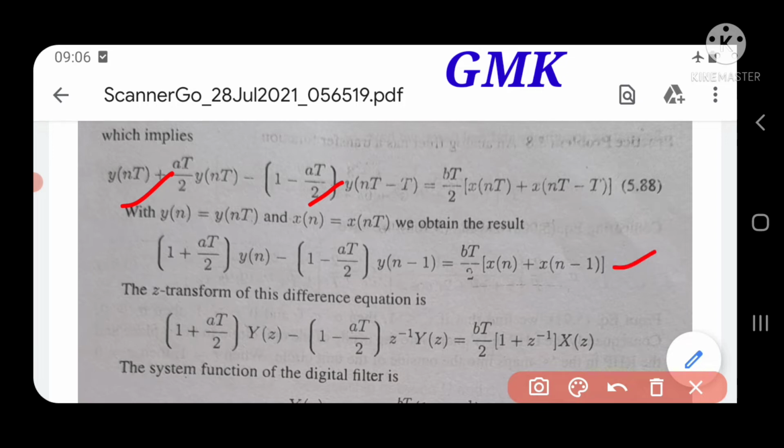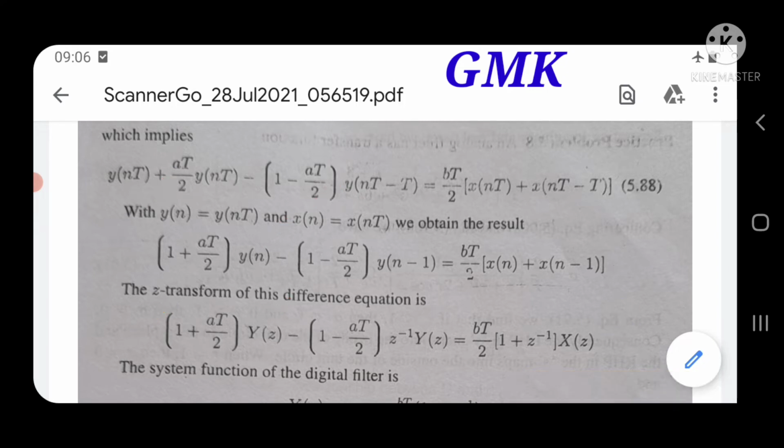So that is nothing but (1 plus aT by 2) into y of n minus (1 minus aT by 2) into y of n minus 1 is equal to bT by 2 into (x of n plus x of n minus 1). So by taking the z transform to the above equation, y of n can be represented as Y of z, y of n minus 1 can be represented as z inverse into Y of z. Similarly X of z plus z inverse of X of z. By taking the X of z directly common, we will get that.